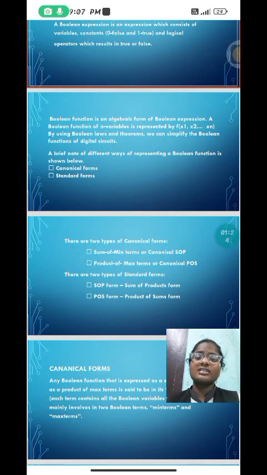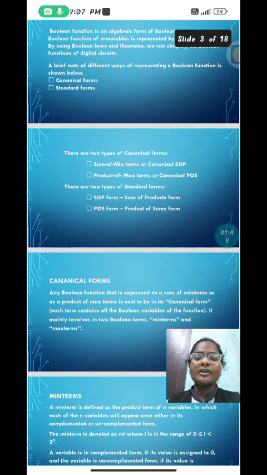In this topic, we will discuss the two types of Boolean functions. One is canonical form, and the second one is standard form. Canonical form is again divided into two types: sum of minterms or canonical SOP, and product of maxterms or canonical POS. Standard form is again divided into two types: SOP form and POS form. SOP means sum of products, POS means product of sums.